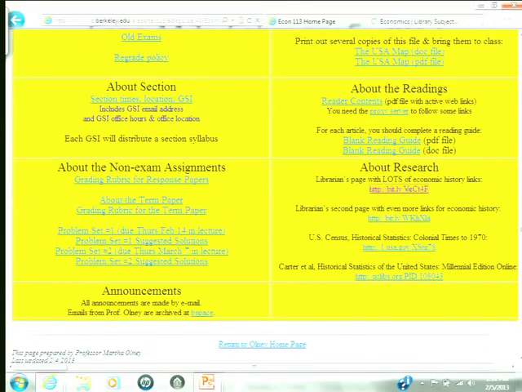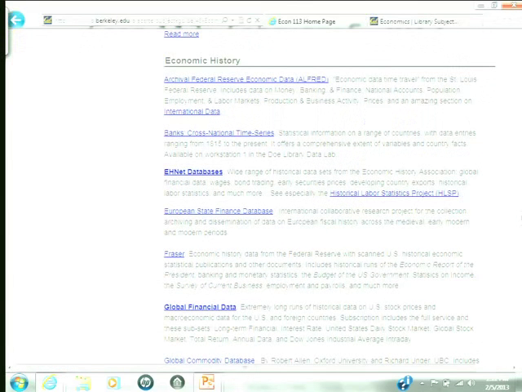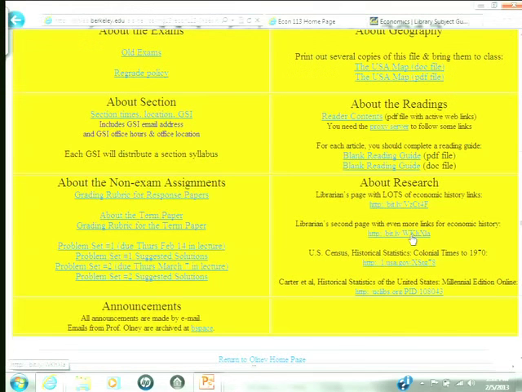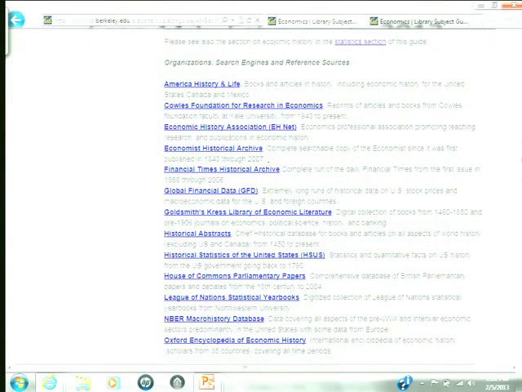The librarians have put together a page of sources for us, for people who are doing research in economic history. So here's a long set of possible sources that you can use to find data in economic history. They have a second page as well that gives you more information. Economic history, more stuff about economic history there.